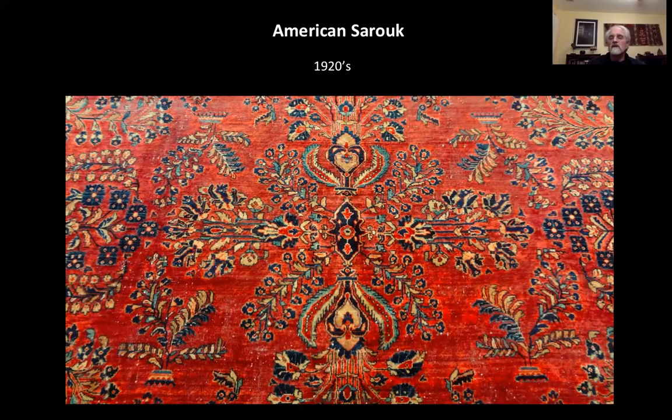In the 20s, early in the 20s, rug dealers in New York City decided that they would design a rug for the American taste. And so they sent off to Iran, to northern Iran and around Saruk, that northern area, a patterning which had these isolated floral elements on a red, usually red, but sometimes a blue ground.